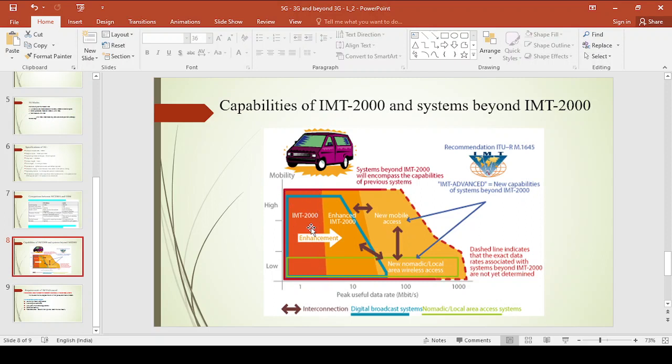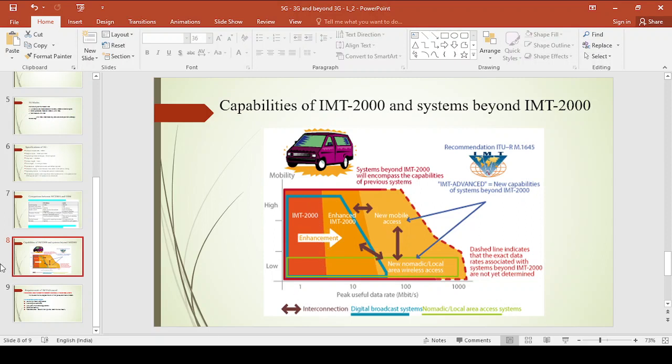IMT 2000, which is a third generation system, supports high mobility but it has less data rate, only a few megabits per second, around 6, 7 or 8 megabits per second, right? Which is not a really high data rate, because if you observe on the x-axis, you have 1000 megabits per second also, but the data rate of IMT 2000 is not that high, right?